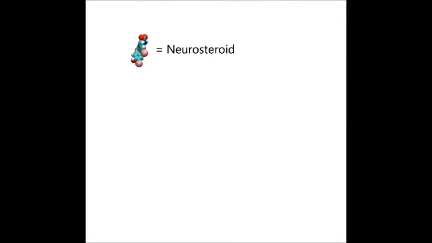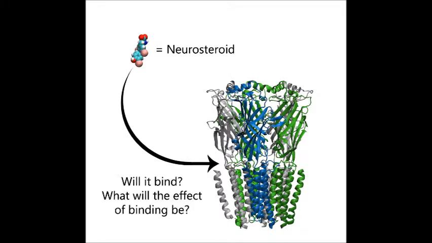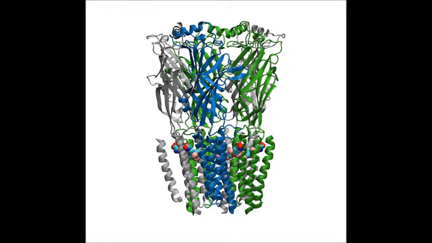Working on the premise that T3 works as a neurosteroid, our lab decided to perform molecular simulations of T3 interacting with the GABA-A receptor to see whether or not it would bind to the receptor and what kind of effect T3 would have on the receptor. We first started by aligning the T3 molecule into a site we believe to be the allosteric binding site for neurosteroids in the GABA-A receptor.